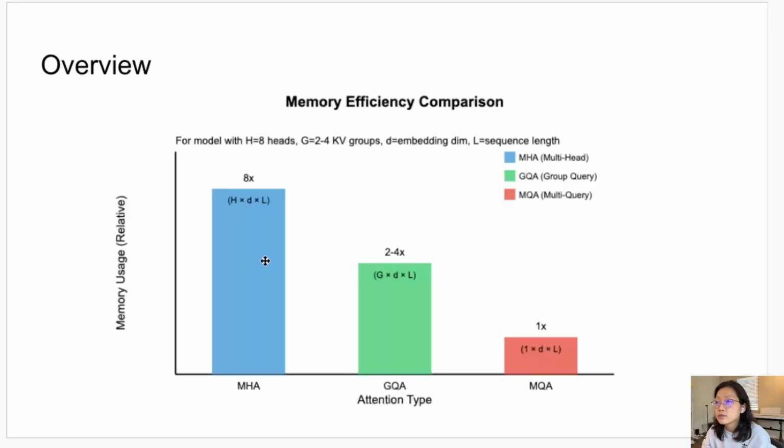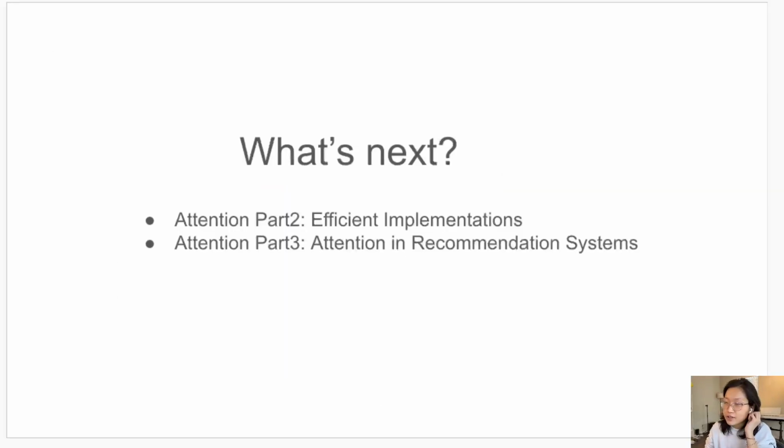Here is a comparison. Suppose we have a model with 8 heads. If we have group query attention with 2 to 4 groups, then it is able to save 2 to 4 times of the memory consumption for keys and values. And using multi-query attention consumes the lowest amount of memory, but also comes at the cost of performance. So in practice, I do see people use group query attention and tune the number of groups based on performance and computation trade-off.